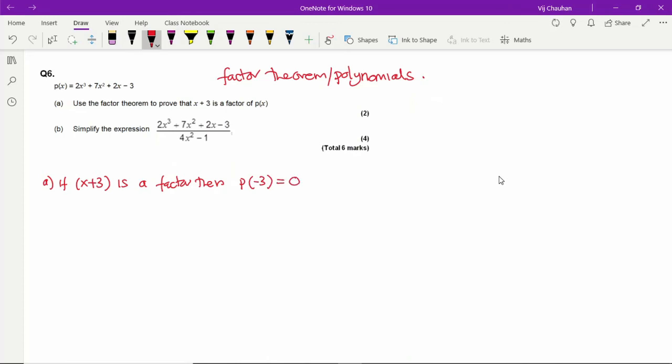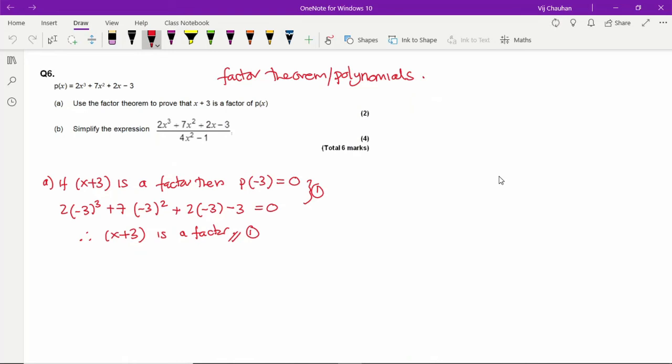So then from this, what we then need to do is substitute minus 3 into our function. So we've got 2 times minus 3 cubed plus 7 times minus 3 squared plus 2 times minus 3 minus 3, and that does in fact equal 0, so therefore x plus 3 is a factor. Now again, it's really important that you state all of those to get the 2 marks, particularly this last point. So you get 1 mark for basically stating one of these two and showing that you've substituted the value in, and then your final mark comes from actually stating that therefore x plus 3 is a factor.